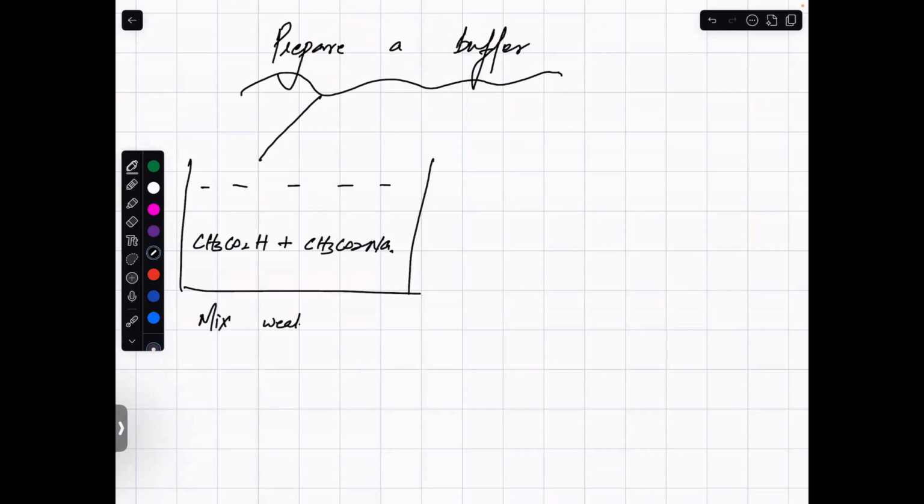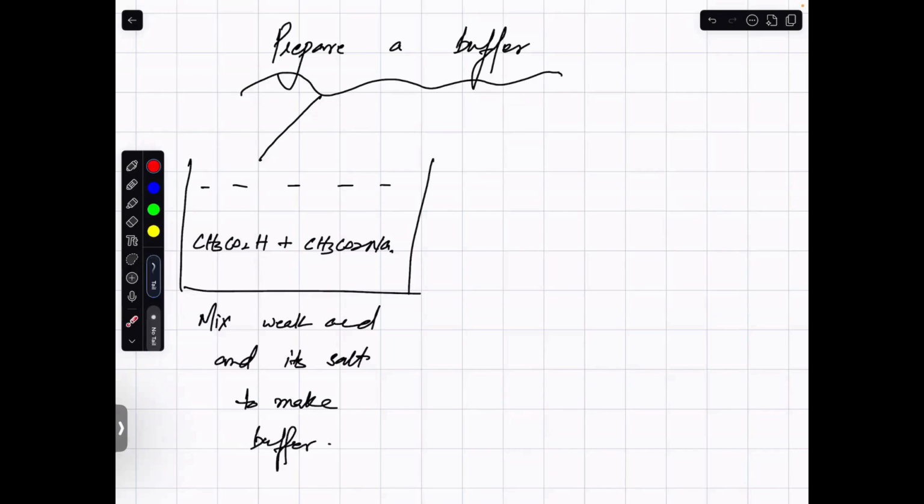Mix weak acid and its salt to make what? Buffer. You can mix any amount, and you will get a buffer of your desired pH. But for that, you must know how to calculate the pH. But first thing, can you mix any amounts? Yes. You can make a buffer of your own desired pH.